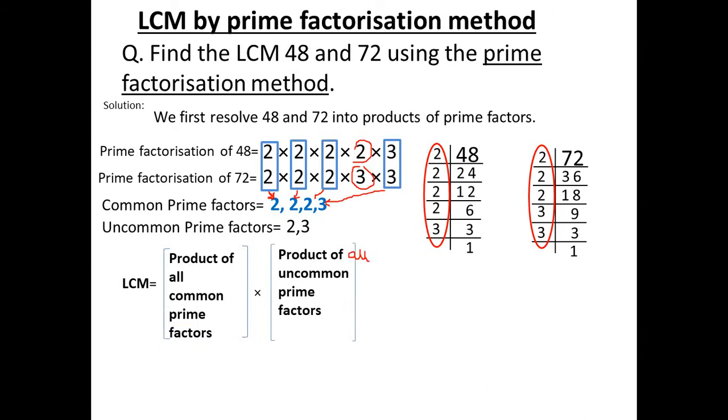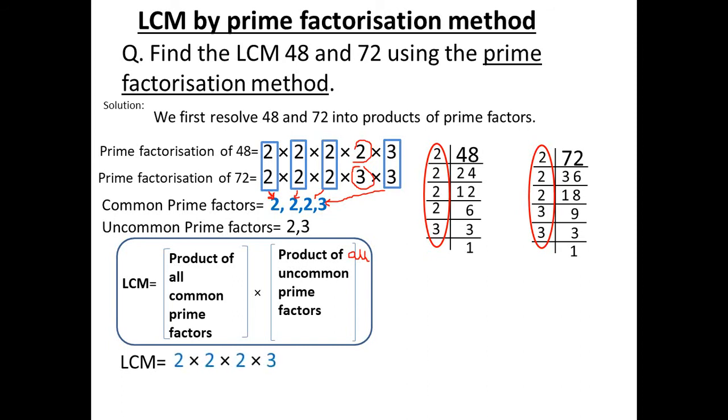Right? So the product of common prime factors multiplied by the product of all uncommon prime factors is equal to your LCM, right? So let's do it. LCM equals the product of all common prime factors. So what are the common prime factors over here? We have written 2, 2, 2, 3. That means 2 will come 3 times and 3 will come only once, right?